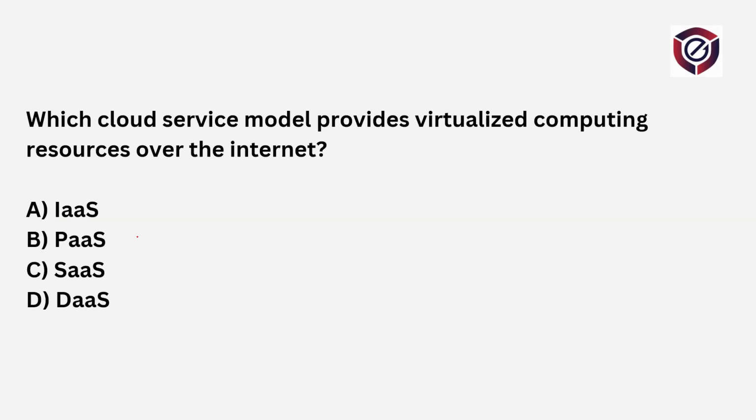Which cloud service model provides virtualized computing resources over the internet? As I told, whenever the term virtualized resources, virtualized hardware, virtualized memory, or any kind of virtualization aspect comes, it is always related to infrastructure as a service, because infrastructure as a service is responsible for providing the virtualized computing resources over the internet. The correct answer is infrastructure as a service, that is option.